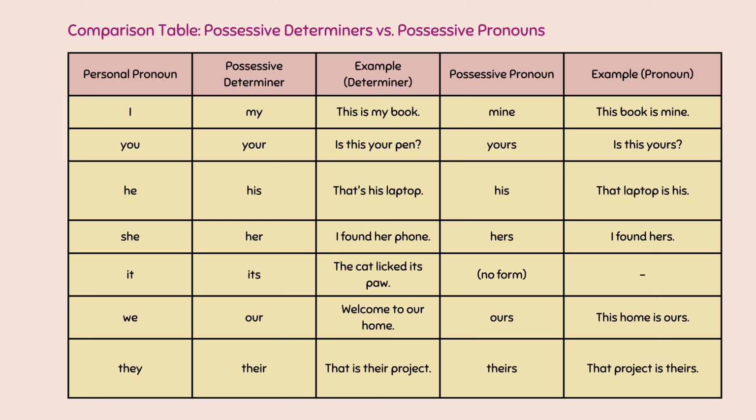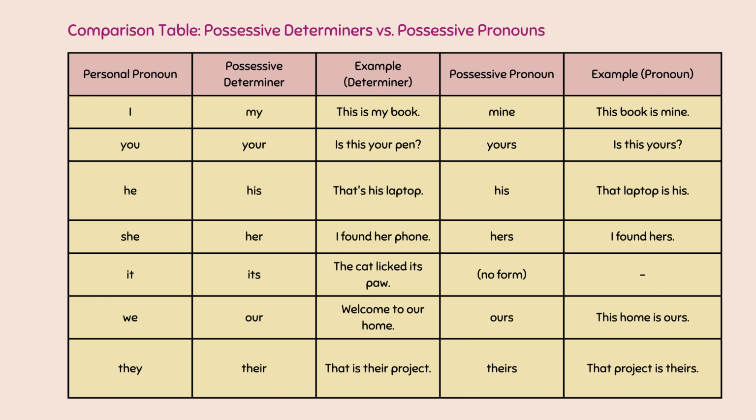We, possessive determiner: welcome to our home. Our is used before home to show that the home belongs to us. Possessive pronoun: this home is ours. Ours replaces our home. It shows ownership without repeating the noun.